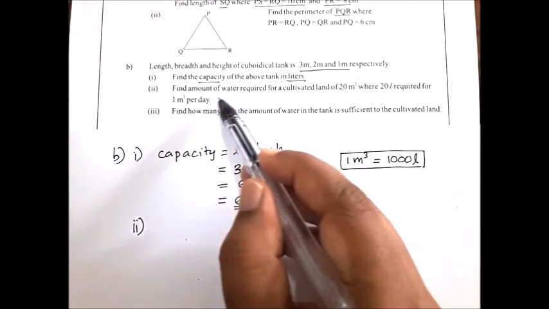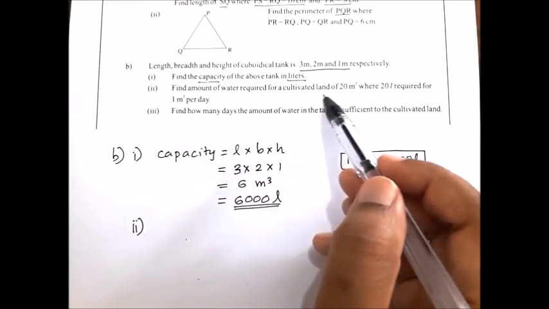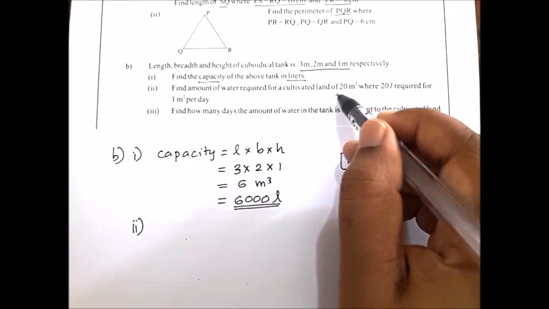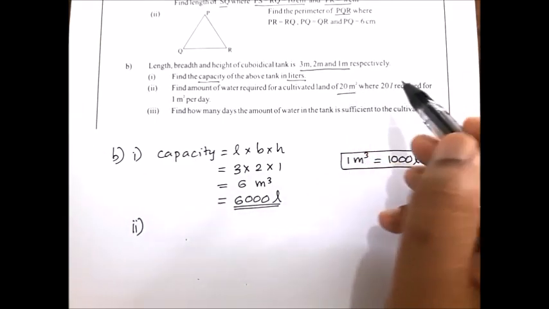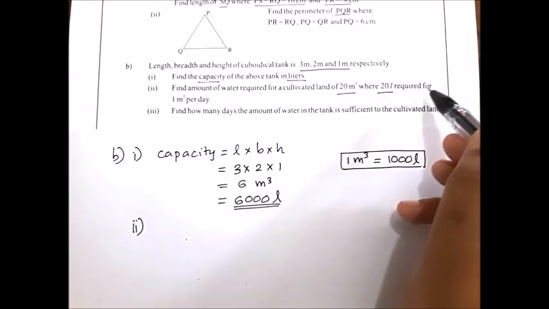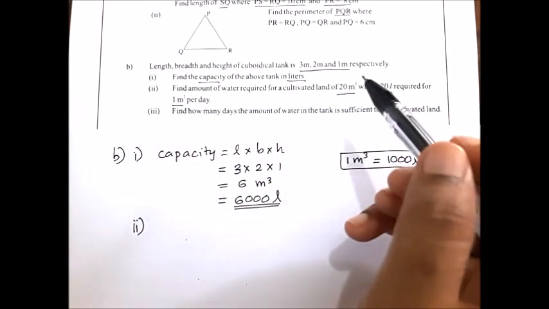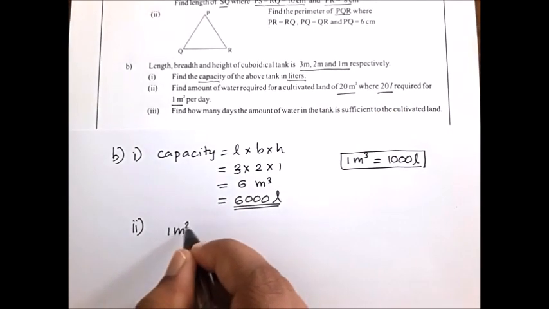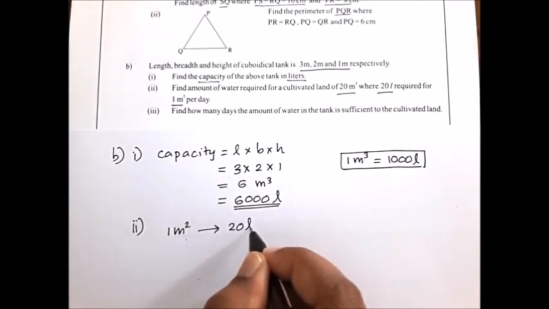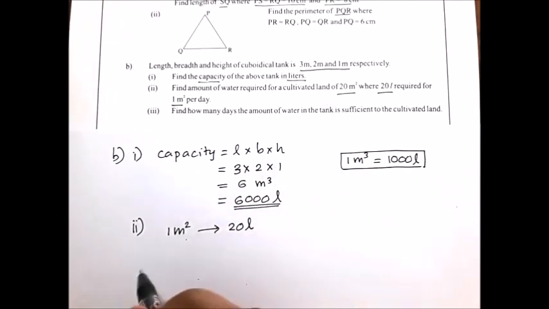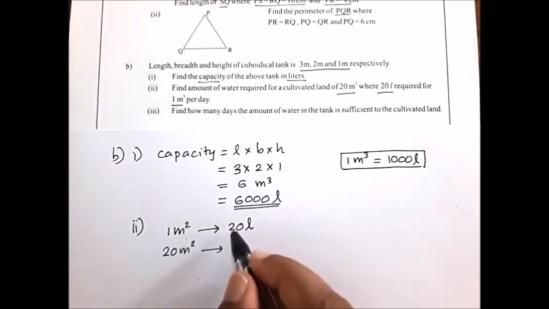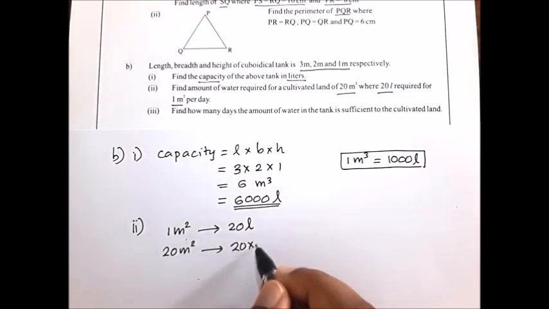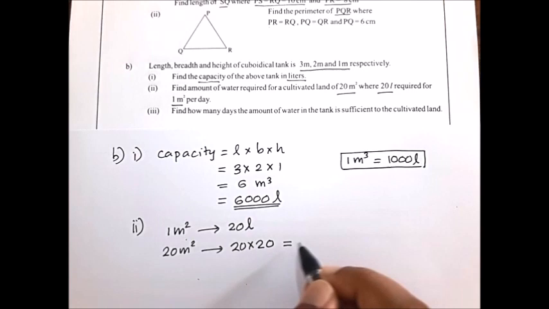Then second part. Find the amount of water required for a cultivated land of 20 square meter. This is the area of the land, where 20 liter is required for 1 square meter per day. For 1 square meter it requires 20 liters. Total area of the land is 20 square meters. You have to multiply this one by 20. 20 multiplied by 20, answer is 400 liters.